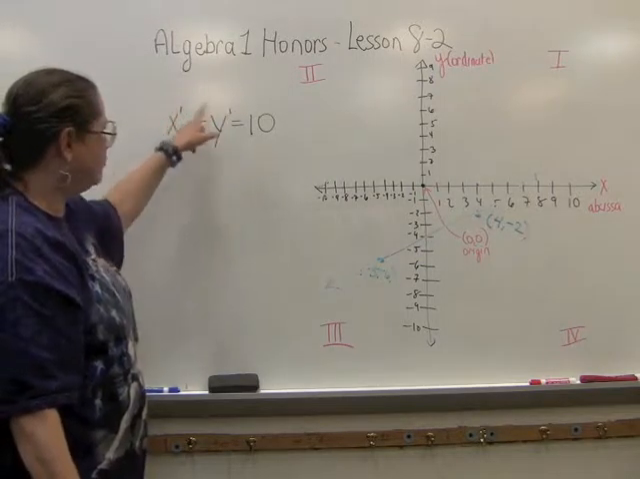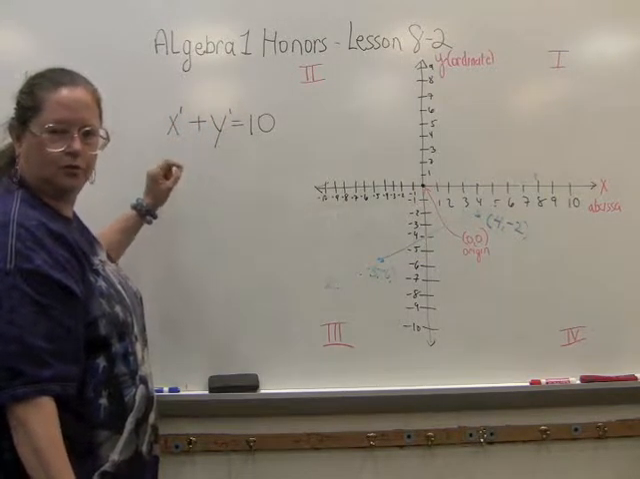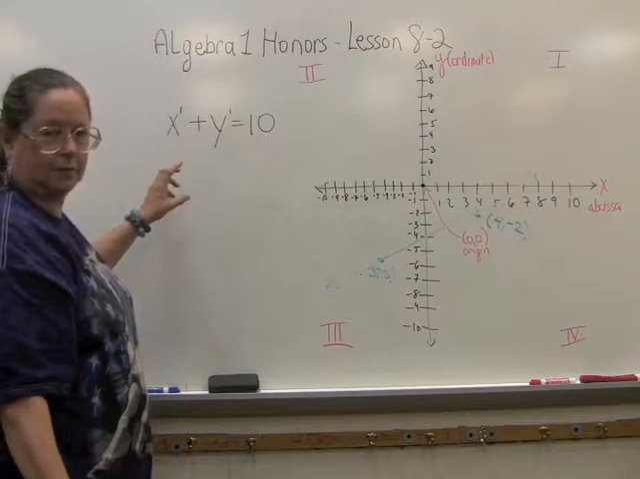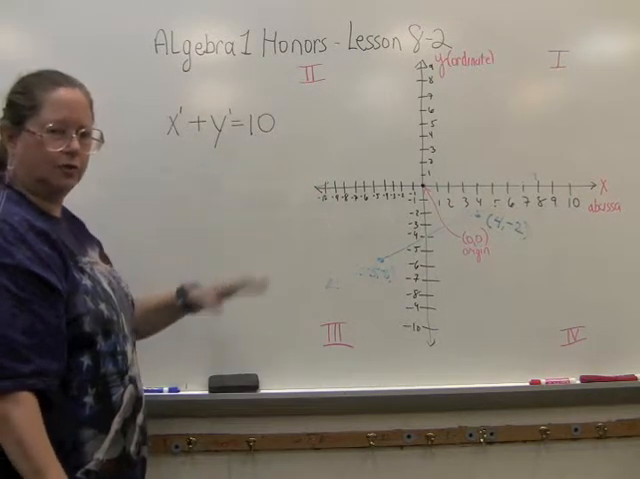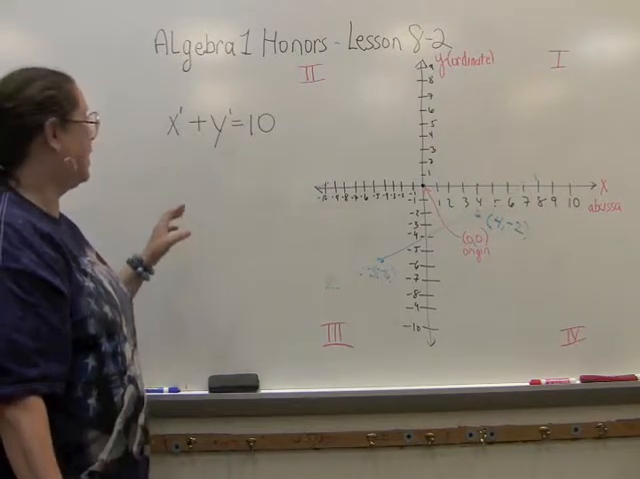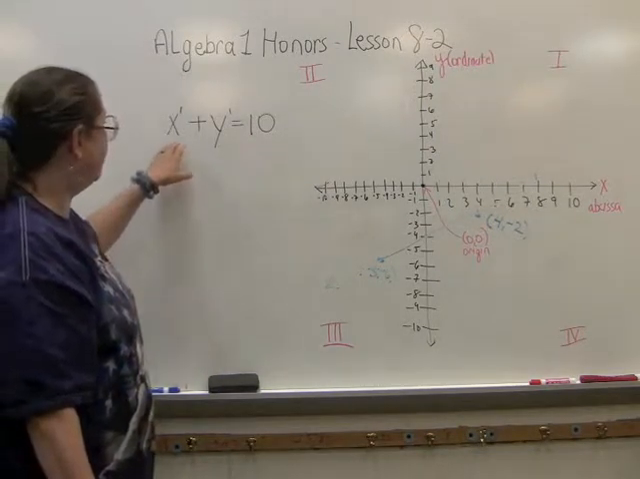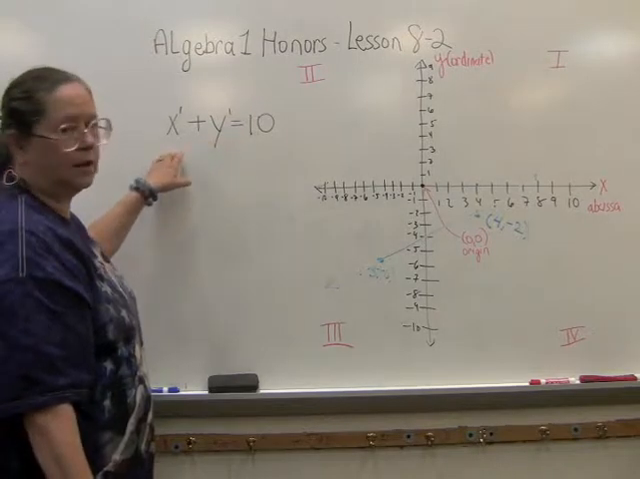Right? But if either of these exponents was not a 1, it was a 2 or a 3 or a negative number, then our picture, our graph, would not turn out to be a line. And you'll see a lot more about that later when we graph parabolas. But for right now, this is going to be the equation of a line.